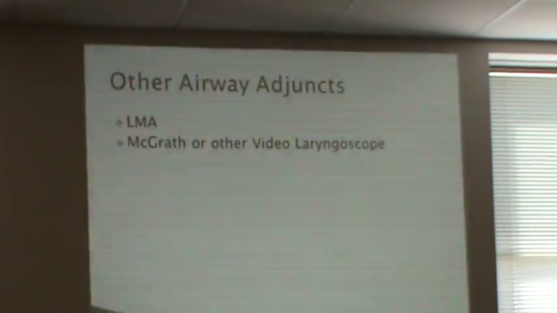Other airway adjuncts that we don't use on the street, but we use in the OR and other areas of the hospital, are the LMA, which is a laryngeal mask airway, which is a supraglottic airway. It sits above the glottic opening. It's not as secure as an endotracheal tube. However, it's good in patients where you can't intubate directly, and it'll buy you time.